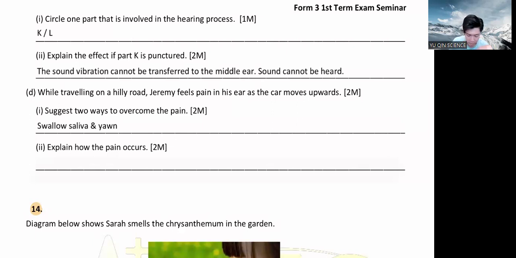Explain the pain. Why pain? This one is a bit from the Form 2 air pressure topic, if you remember. You go up the road means you go higher. Low pressure or high pressure? The higher you go, the lower the pressure. So when you go to higher places, the pressure is low, right?